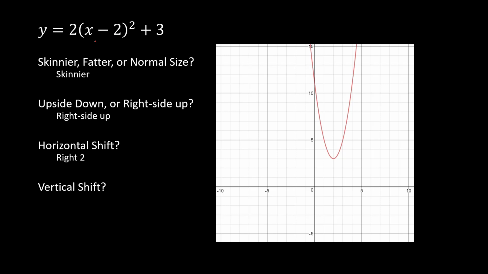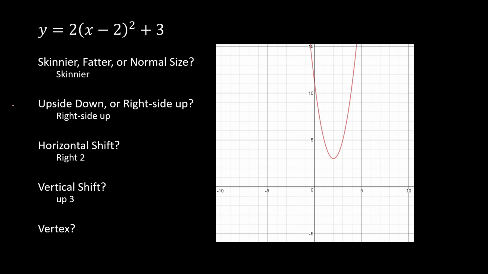And then the vertical shift is determined by this +3 out here. This one is intuitive, where we see the +3, meaning it's going to move in the positive direction 3. So the vertical shift would be up 3 in this case.